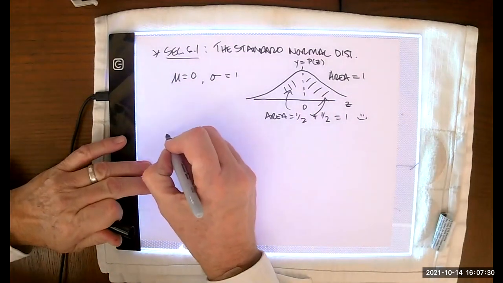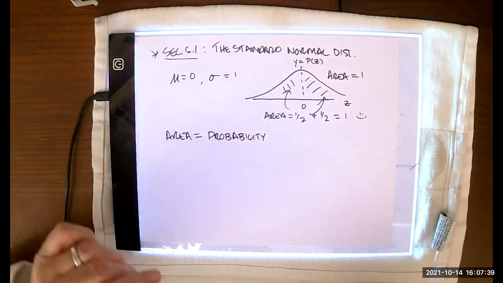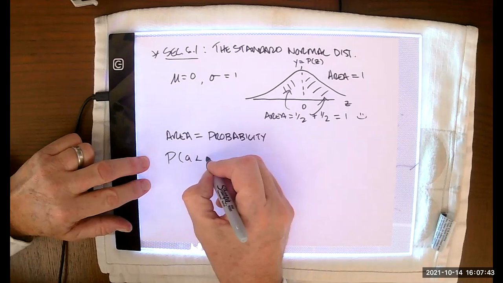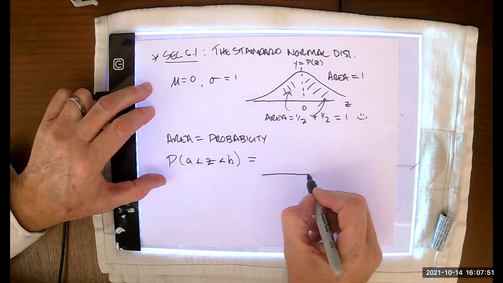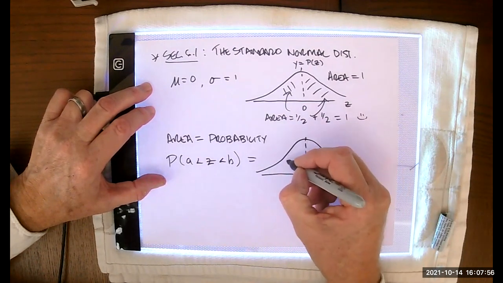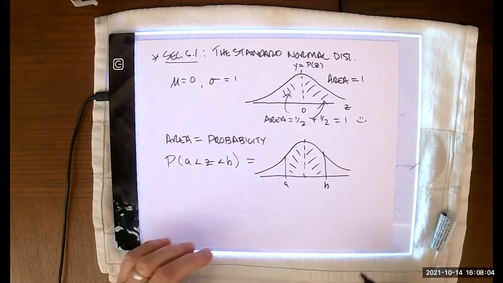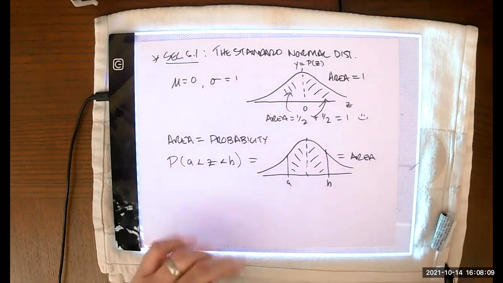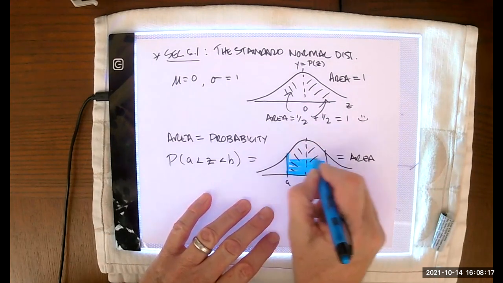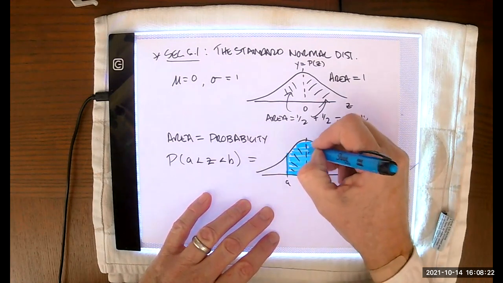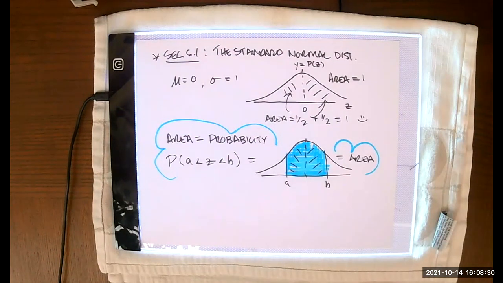We also made clear that area is equal to probability. In other words, the probability that a randomly selected z-score falls between A and B is equal to the area that we calculate there. Let me make that clear and put some pretty color in there. Area is equal to probability, and that's a very important notion here.